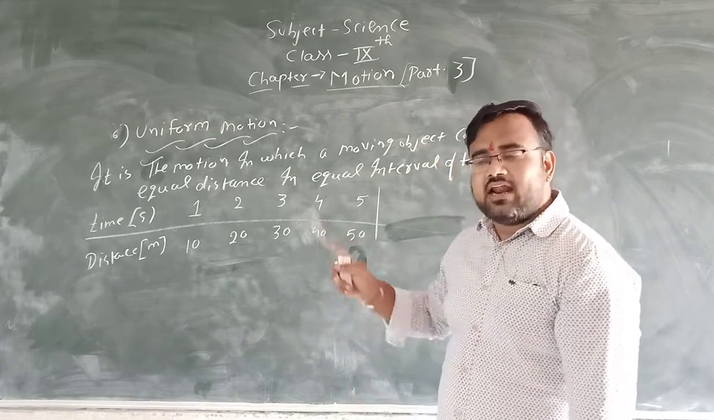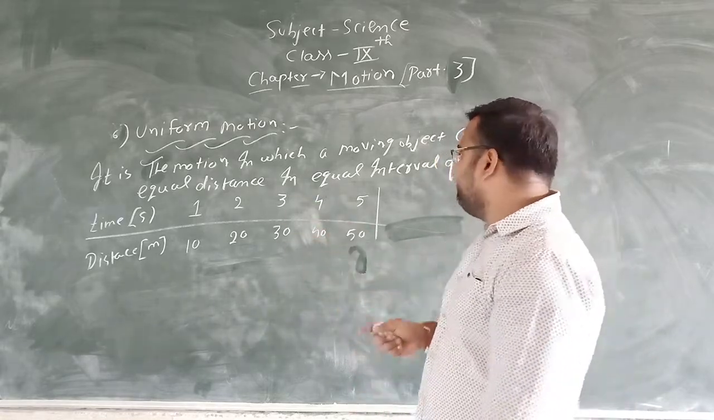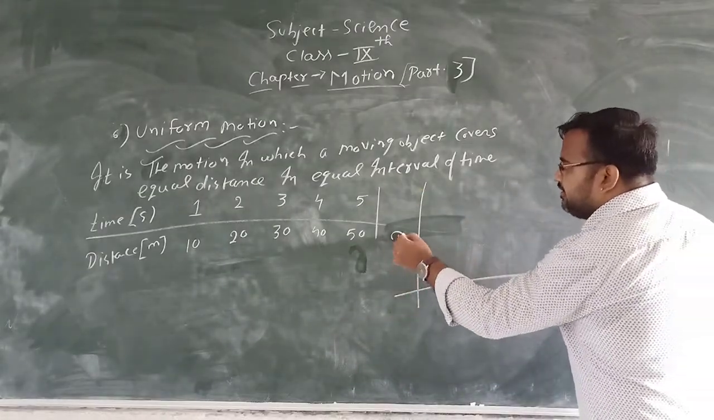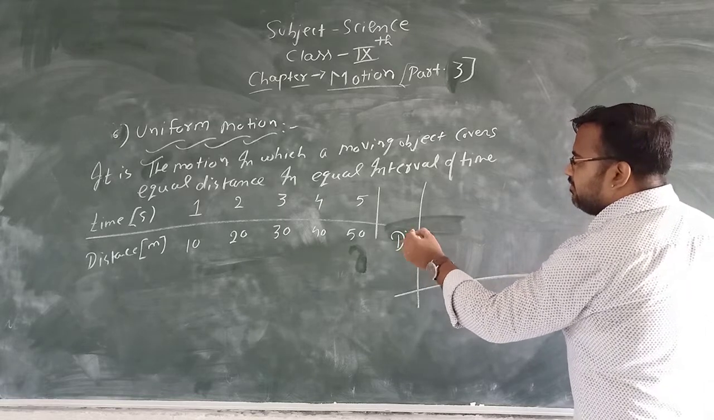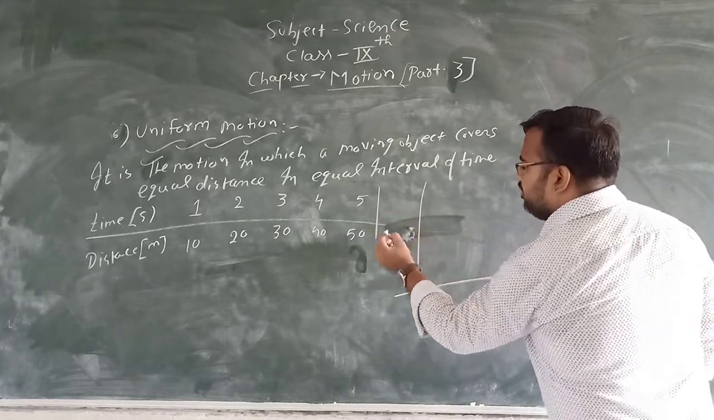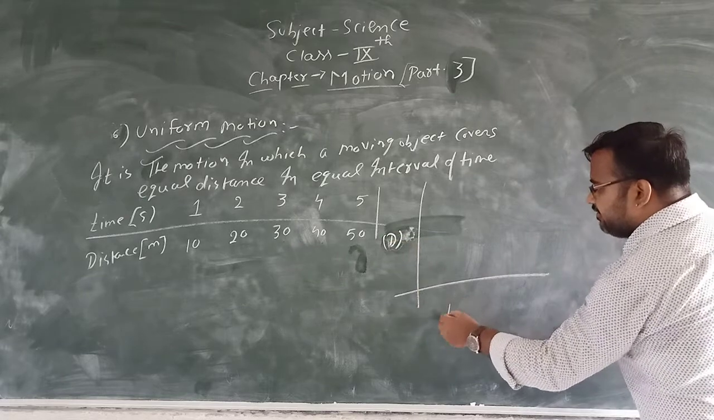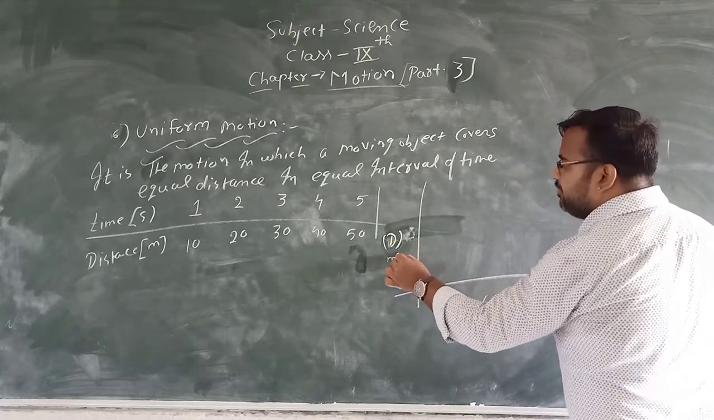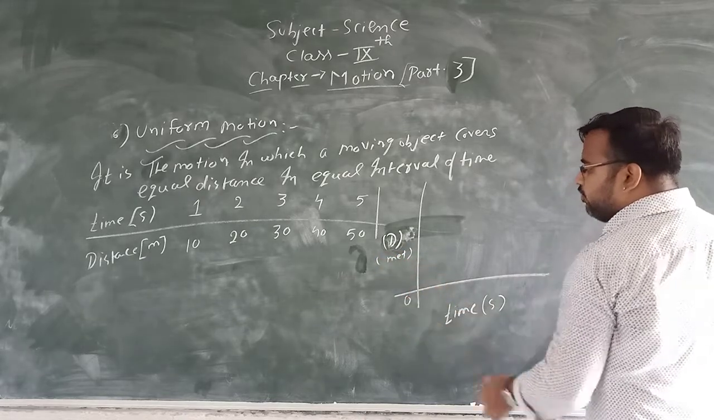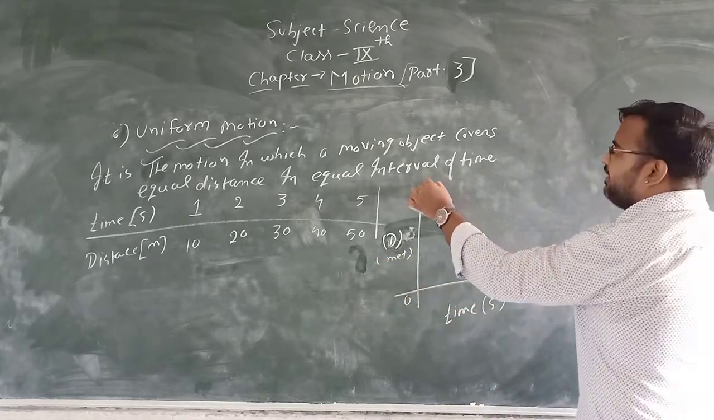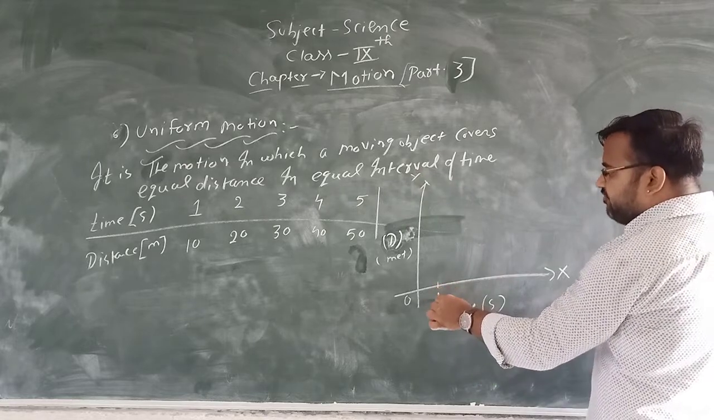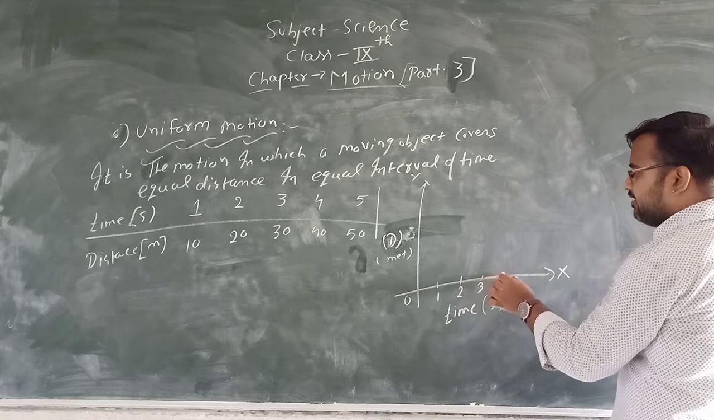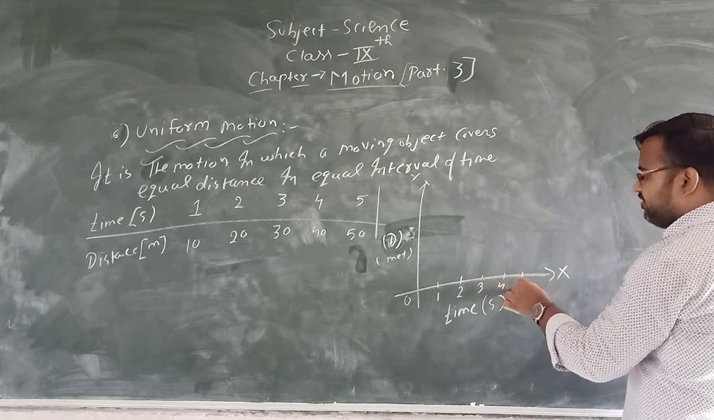If we will make the graph of this table, then we will get the graph like this. Distance versus time in second and distance in meter. Okay, this is origin, x-axis, y-axis. So time, first second, second, third second, fourth and fifth.